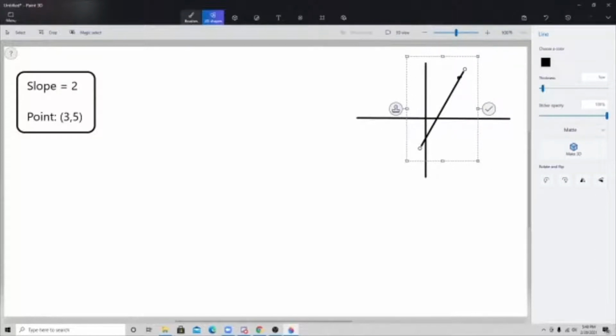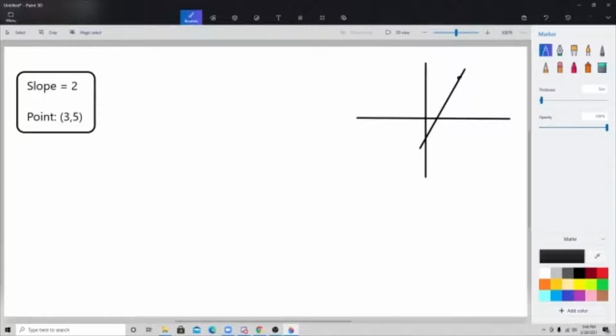In order to do that, we need to use this equation, y equals mx plus b. Now, what do each of these stand for? Well, the x and the y are the x and the y coordinates. The m represents the slope, and b represents the y-intercept. I'll just put int for short.